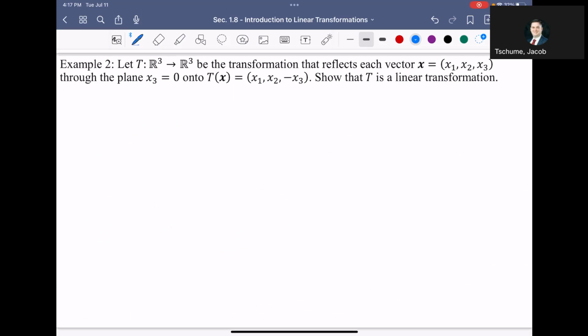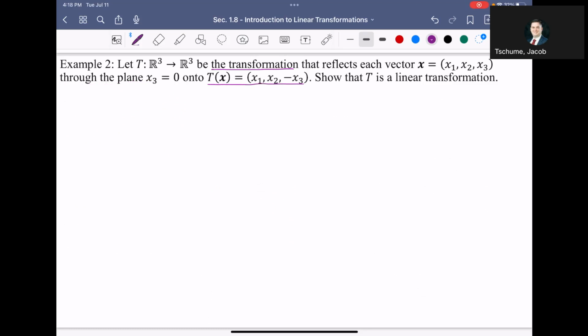So let's assume we have a transformation that maps the third dimension into the third dimension. So we're not going to change dimensions here. Once again, I'm only claiming that it is a transformation. It reflects each vector x as x1, x2, x3 through the plane x3 equals 0 onto a vector x1, x2, negative x3. Based on this, show me that T must be a linear transformation.